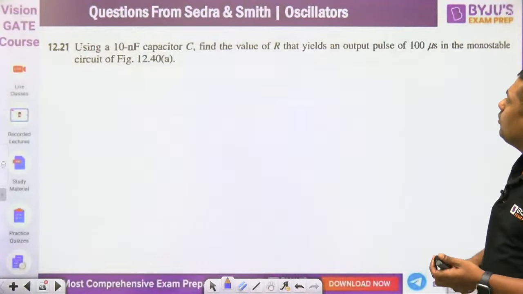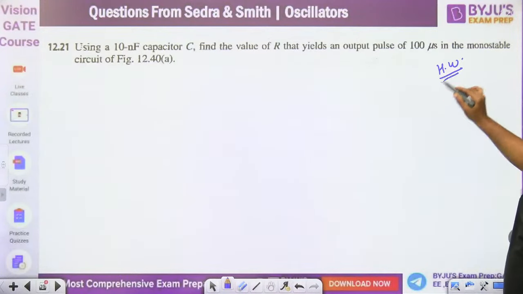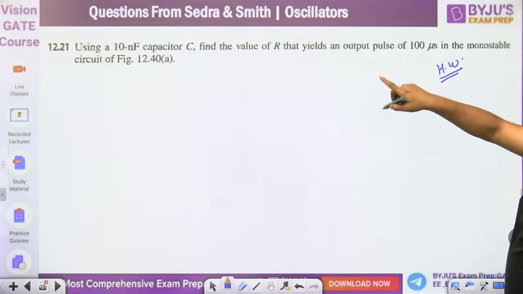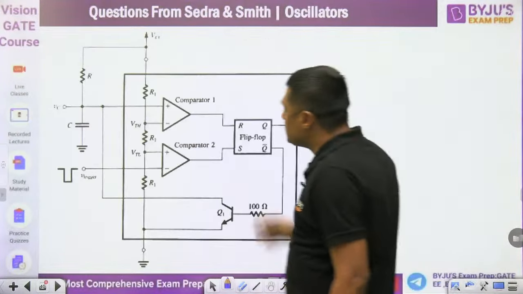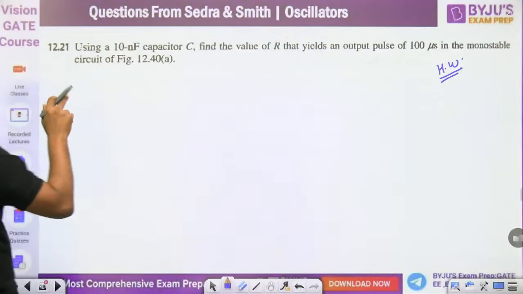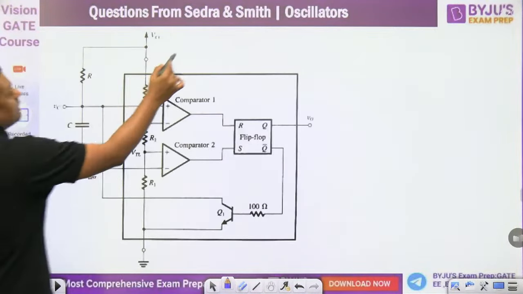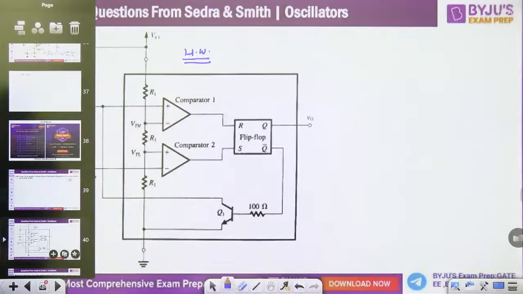And this is the homework for you. Monostable multivibrator, right? Same 10 nanofarad capacitor, find the value of R, that is the output of that. Okay, this is the circuit. It is a monostable multivibrator using the 555 timer. Try to solve this question. Standard answer you can use.